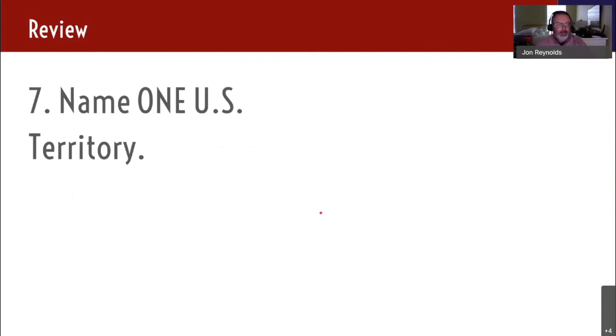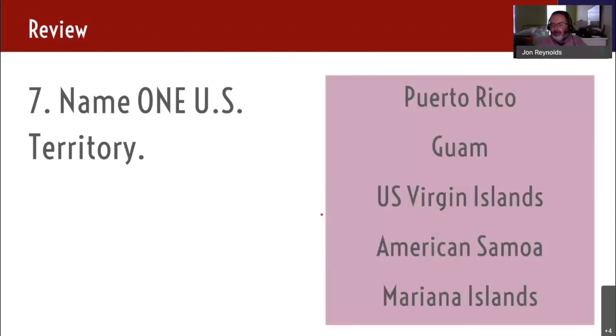Okay, guys, can we name one U.S. territory? Puerto Rico. Yeah, Puerto Rico. Now remember there are 5. So let's say them one more time. Are we ready? So let's say them together.